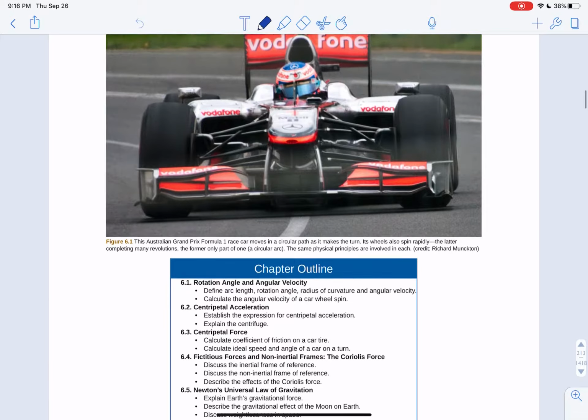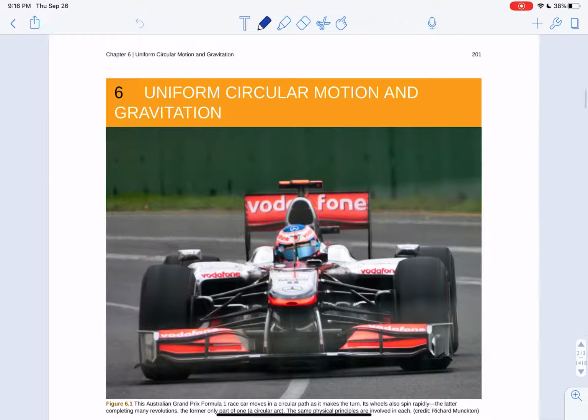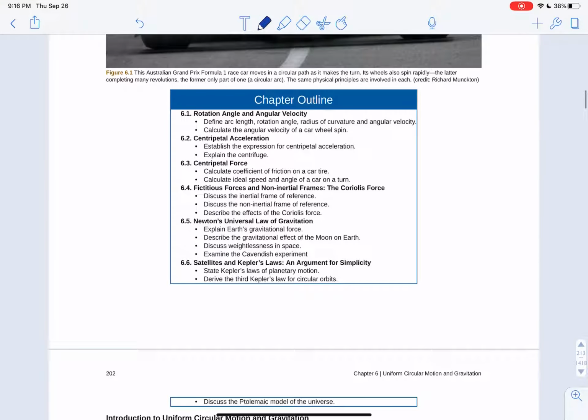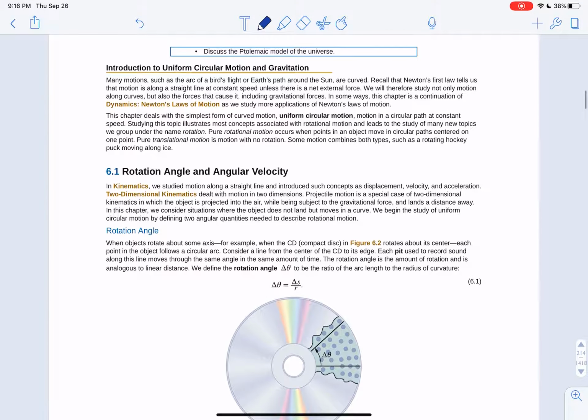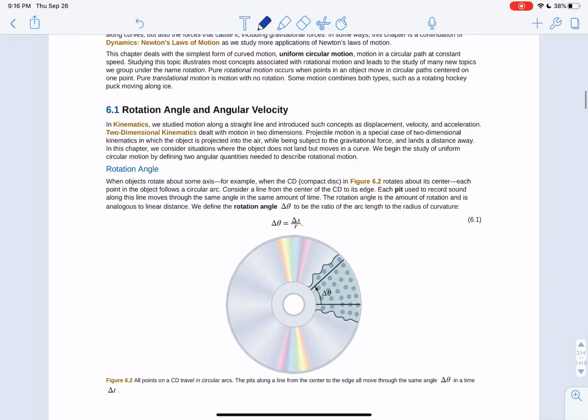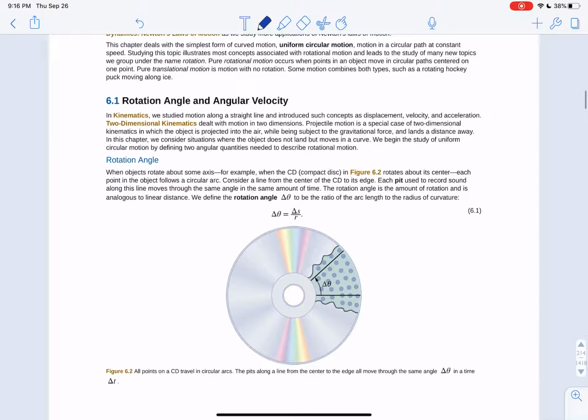All right, let's talk about chapter 6. So now we're going to talk about things moving around in circles. We've gotten all our kinematics equations down for straight lines and things. We're going to talk a little bit about things moving around in circles. The first thing we have to do is come up with a new distance.